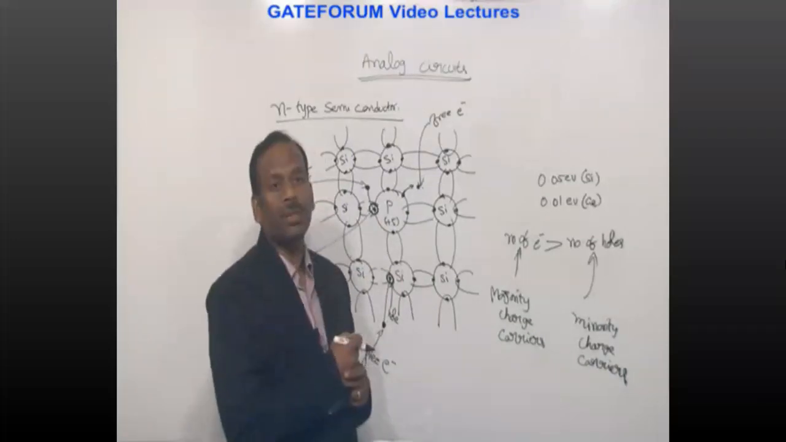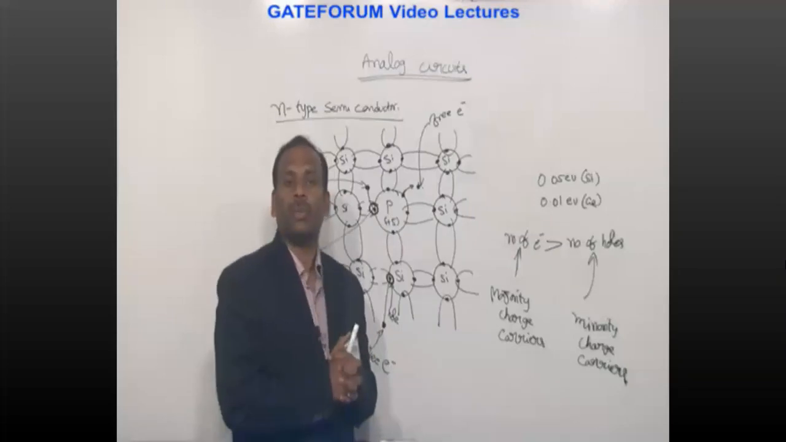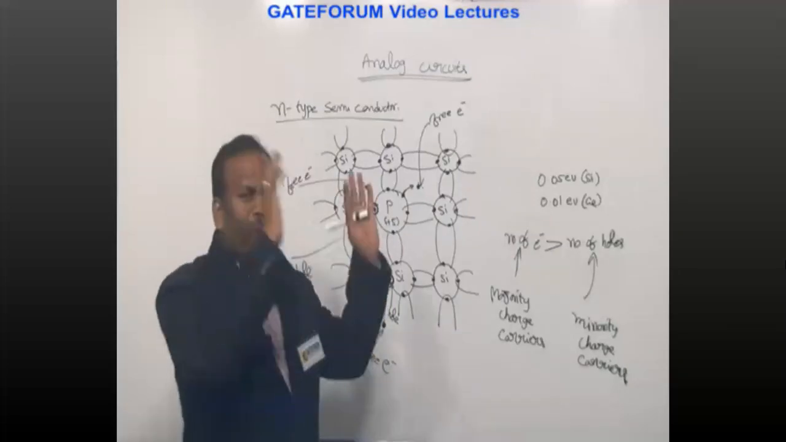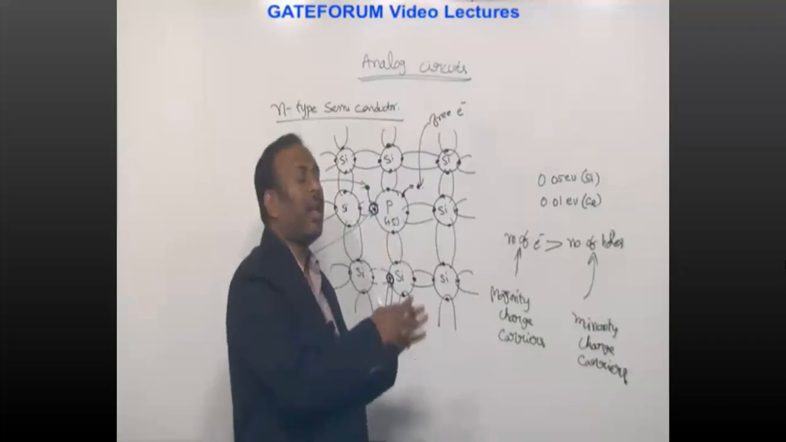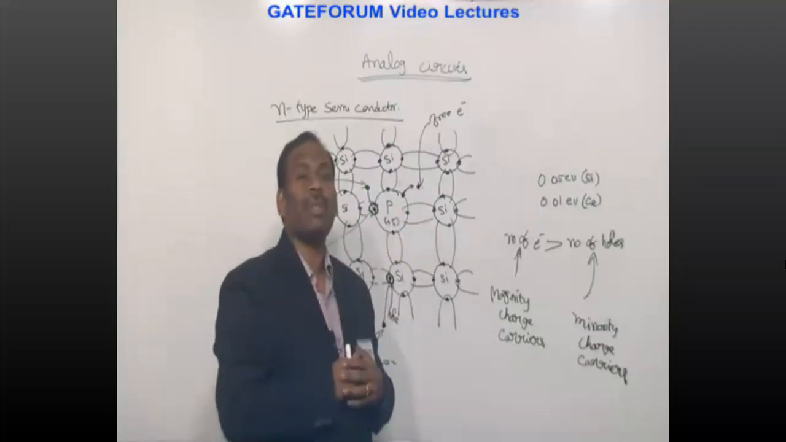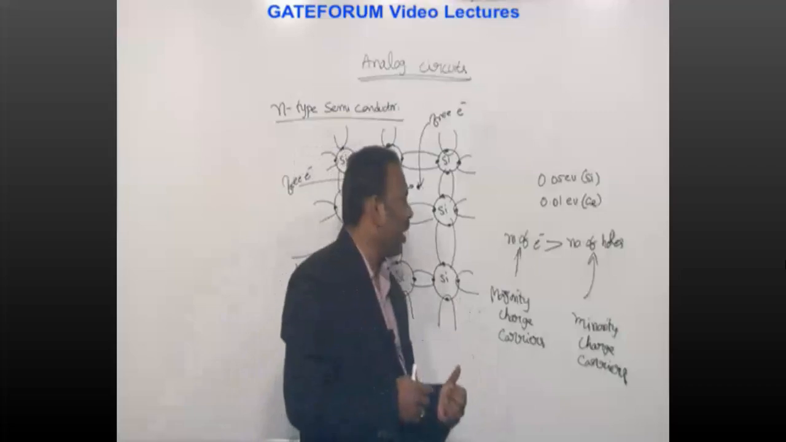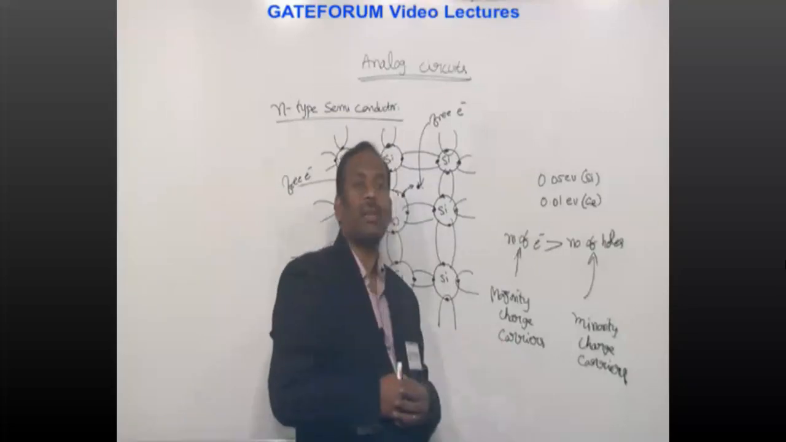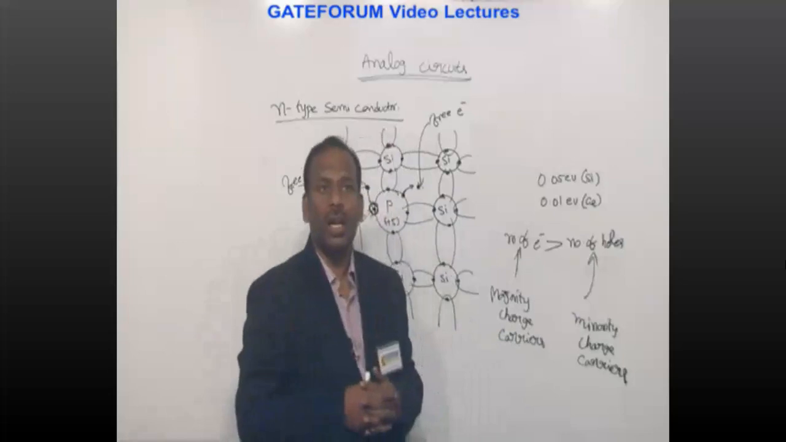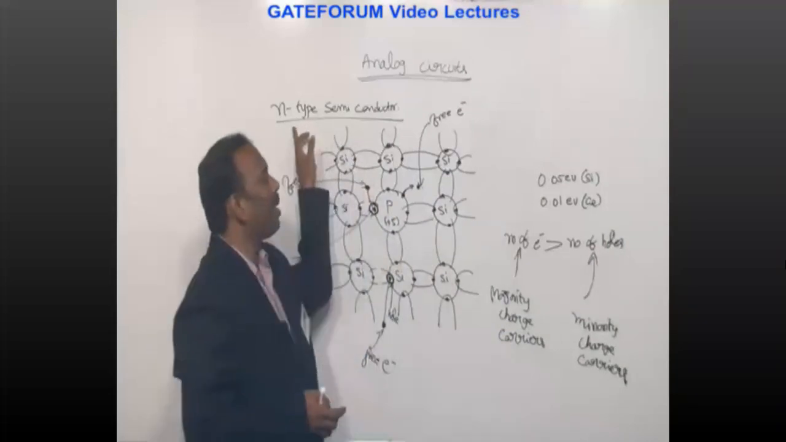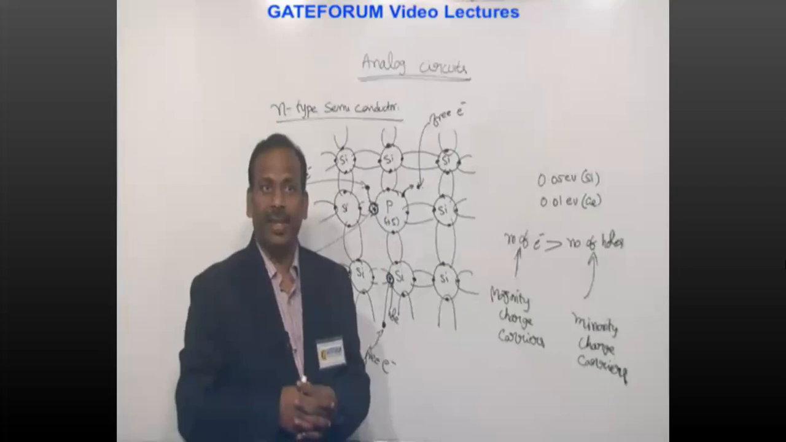Now comes, electrons are having more number, holes are having less number. I have taken only 9 atoms, but if you take 10 power 28 atoms, then so much difference will be there. Now my question is, electrons have negative charge, holes have positive charge. That means the n-type semiconductor is electrically negative. Is it the correct answer?